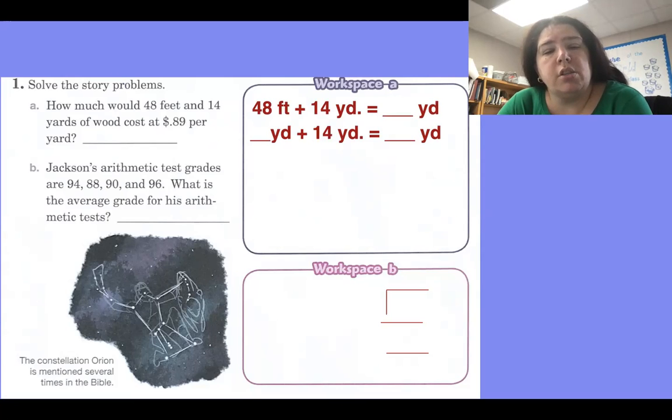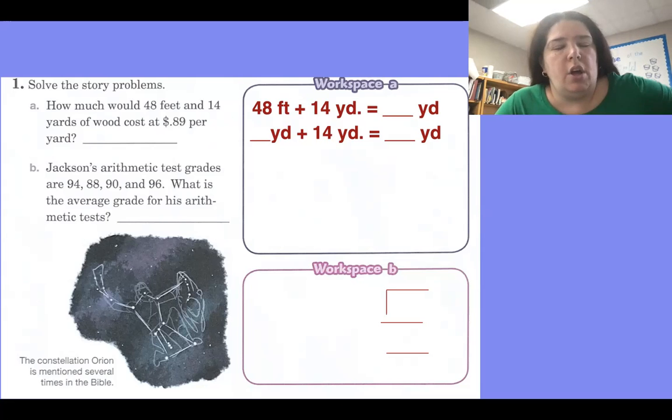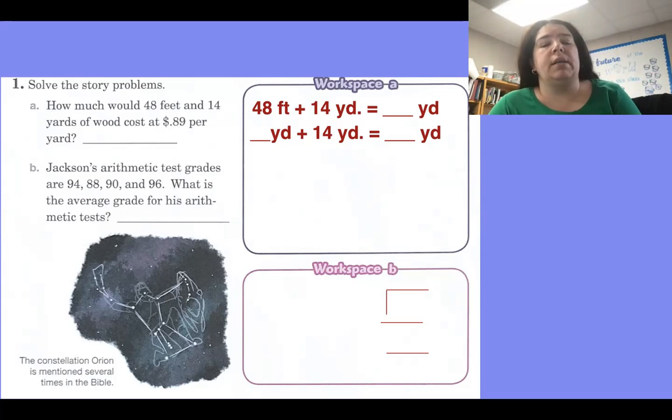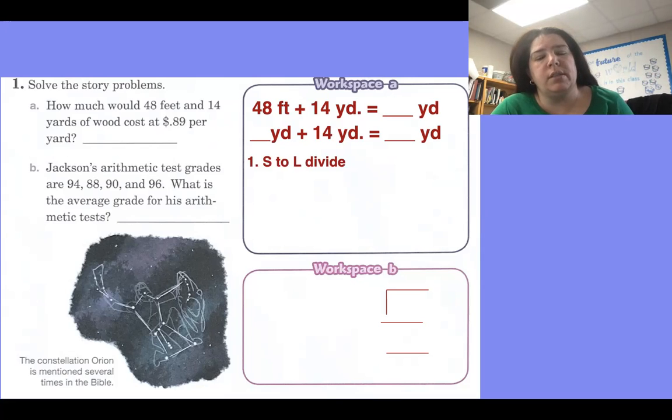You're going to put your box around 48 feet and blank yards, and you're going to write your first 3 steps. Your first 3 steps, number 1, is to find out if you're going from larger to smaller or smaller to larger. You're going from feet to yards, so it is from smaller to larger. And when you're going from smaller to larger, you need to multiply or divide. Divide, very good. You need to divide.